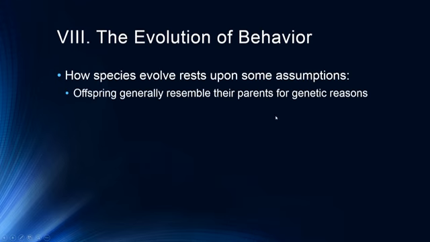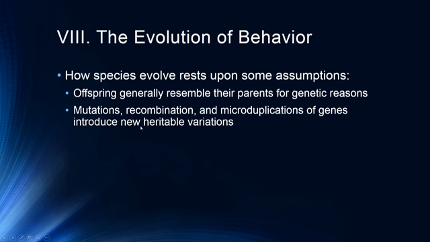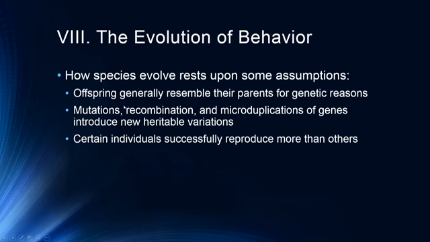How species evolve rests on some assumptions. Offspring generally resemble their parents for genetic reasons. Mutations, recombination, and microduplications of genes introduce new heritable variations. Certain individuals successfully reproduce more than others. As a result, those individuals that reproduce more than others are likely to pass on their genes. So these mutations, recombinations, and microduplications of genes that introduce these new heritable variations, if they are adaptive, if they are increasing survival, are more likely to get passed on.